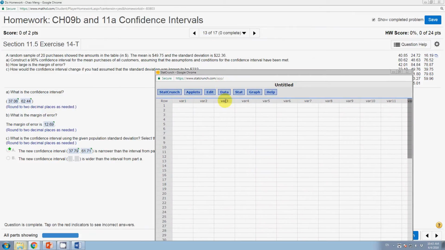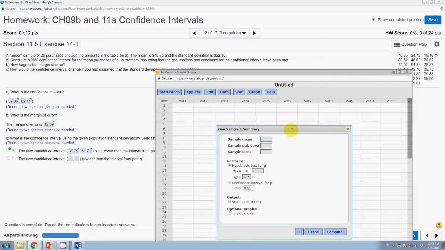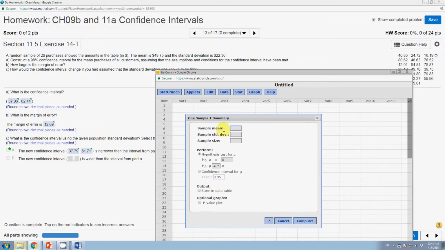Because we are talking about the confidence interval for the mean, let's go to Stat, T-stats, One Sample with Summary. We are going to put in the sample mean, which is 49.75. The sample standard deviation is 22.36, and the sample size is 20.